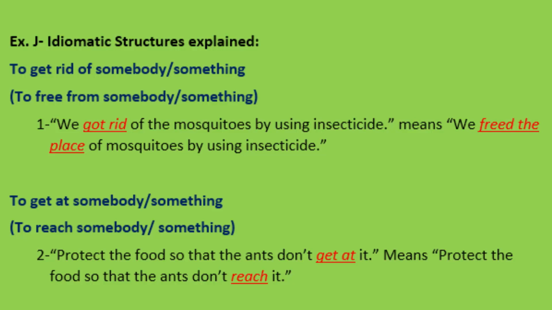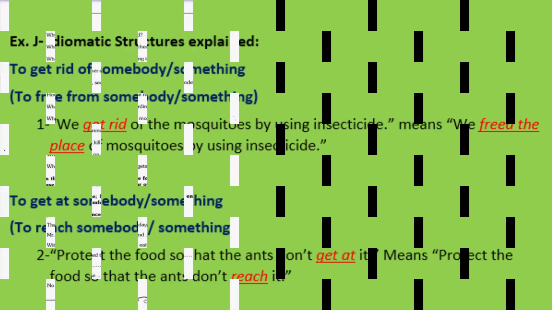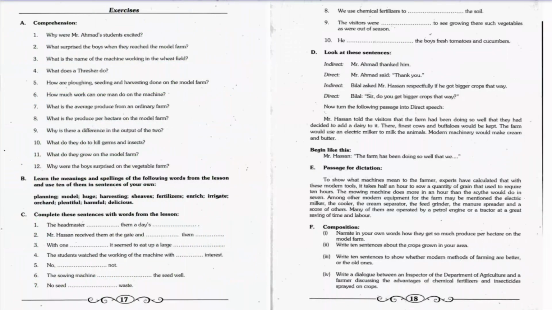So you may also do this exercise in your registers as it is, and that will be all for the contextual exercises of chapter number 5, A Visit.